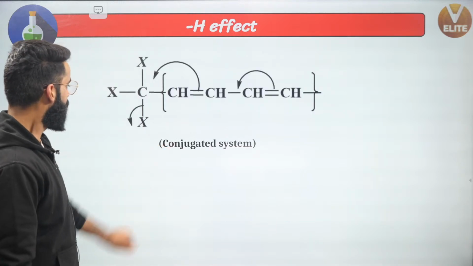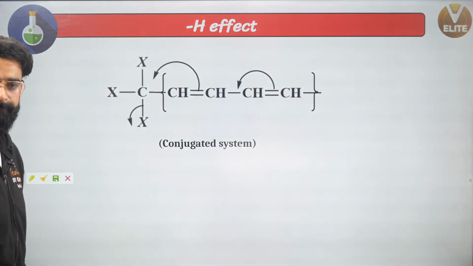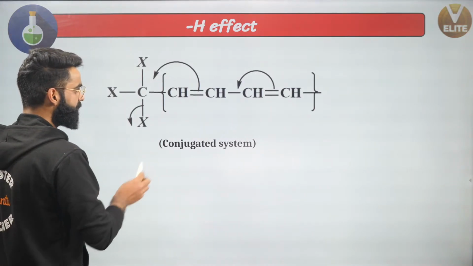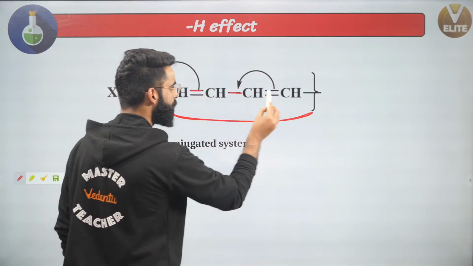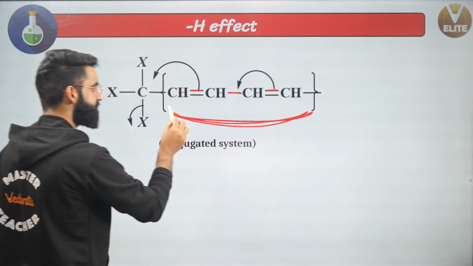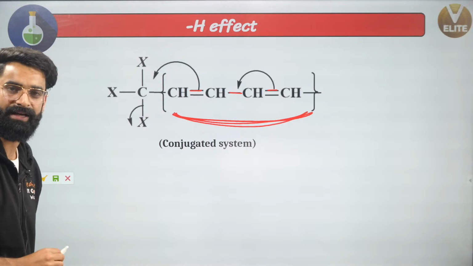So people, understand one more important thing right here. What is this minus H effect? See, what is going to happen? I have a proper conjugated system right here. This is double bond, single bond, double bond. I mean pi, sigma, pi. This is a conjugated system. And with this conjugated system, I have attached a group CX3. This is a group which I have attached right here.